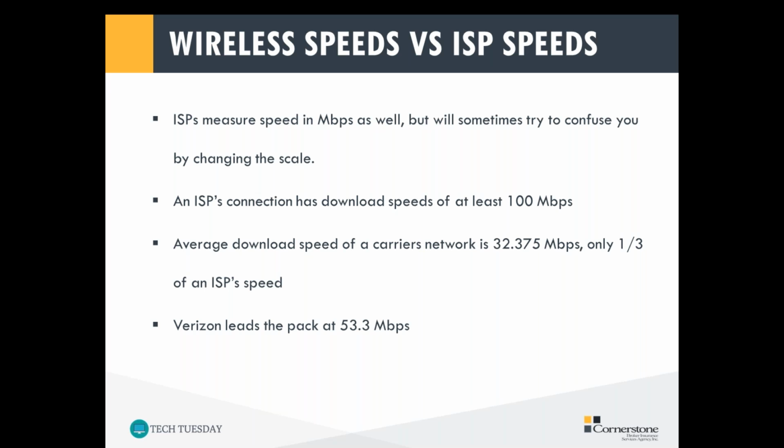Verizon, however, is actually leading the pack with internet speeds right now. Their normal 4G download speed is 53.3 megabits per second, which is pretty impressive, actually. It's amazing that they managed to get that much bandwidth.